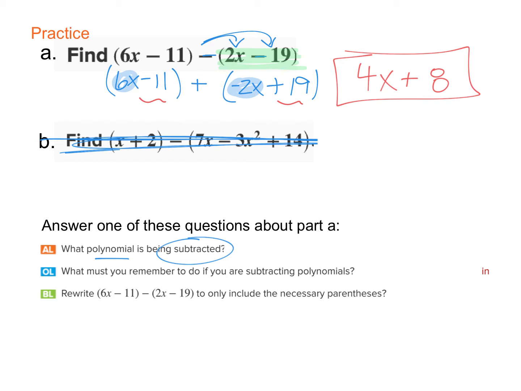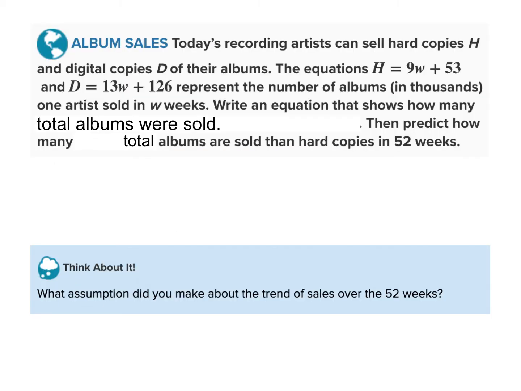So that's good enough. All right, one last question. It says, album sales. Today's recording artists can sell hard copies, H, and digital copies, D, of their albums. The equations H equals 9W plus 53, and D equals 13W plus 126, represent the number of albums, in thousands, one artist sold in W weeks. Okay, so they sold some hard copies, and they sold some digital copies. It says, write an equation that shows how many total albums were sold.